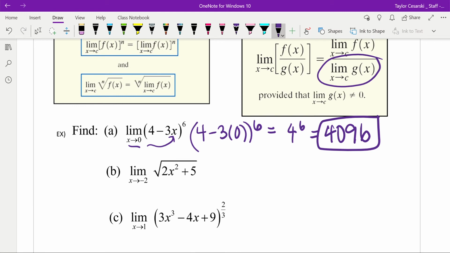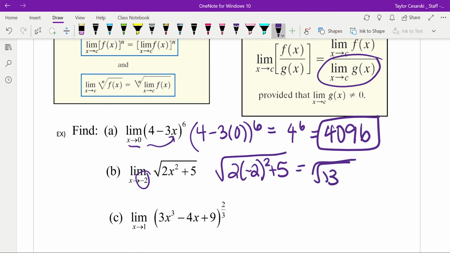Alright, same thing here. This time x is approaching negative 2. So square root of 2 times negative 2 squared plus 5. Negative 2 squared is 4. 4 times 2 is 8. 8 plus 5 is 13. So square root of 13.